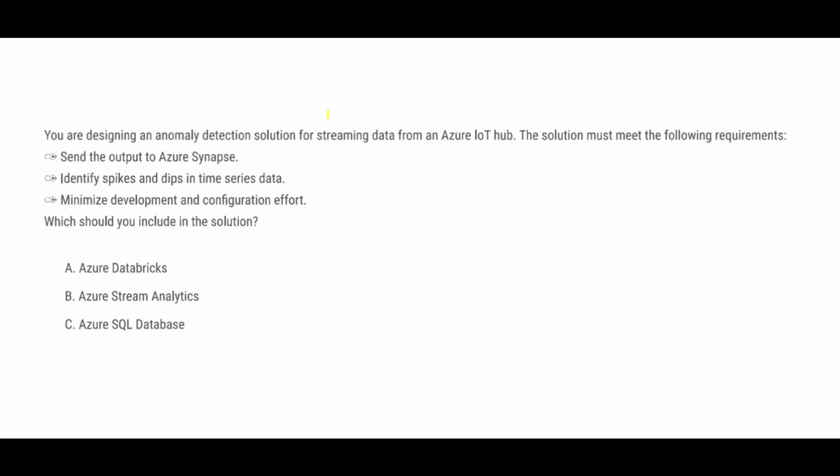You are designing an anomaly detection solution. You have your data. The data may have anomalies or may not. You want to detect it. Where is the data coming from? It is streaming data. There may be an IoT device here, and the data is coming from the IoT Hub. What is IoT Hub?